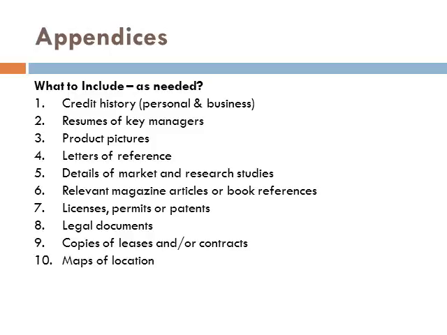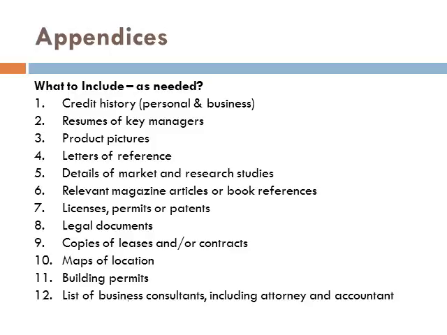Leases and contracts. Maps of locations, and that would include highlighting where the competitors are and the traffic flow and that sort of thing. You want to let the reader visualize what they are buying into, really, and get a better understanding of it. If you have building permits, zoning permits, that sort of thing, that would be great.